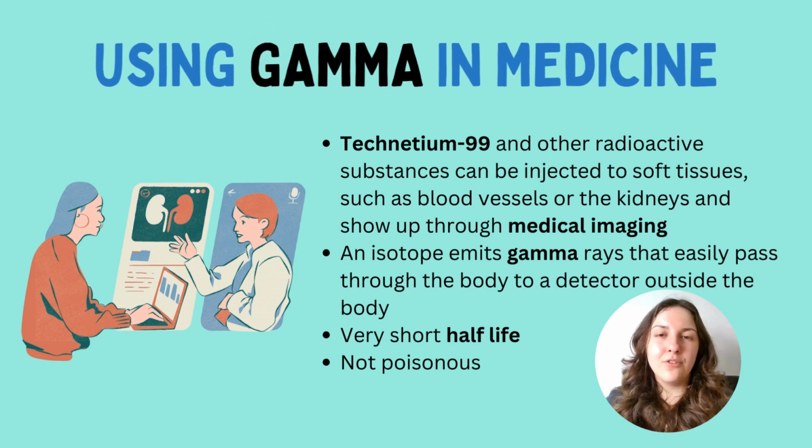And lastly, gamma is used in medical imaging. So, technetium 99 and other radioactive substances can actually be injected into soft tissues like the liver, the blood vessels, maybe even the kidneys. And this can be used to show the images of those particular areas of the body in a 2D or 3D way. And this can be detected using a gamma camera, as gamma essentially is emitted from those areas. And because of the high penetration, they're easily detected and they're easily passed through the body.